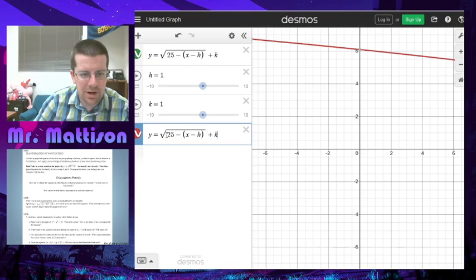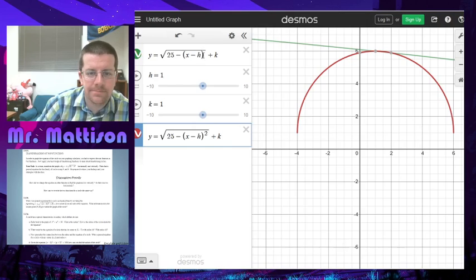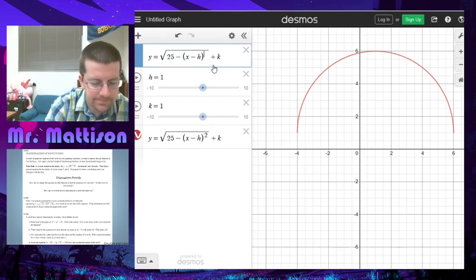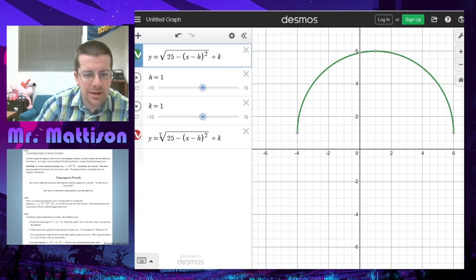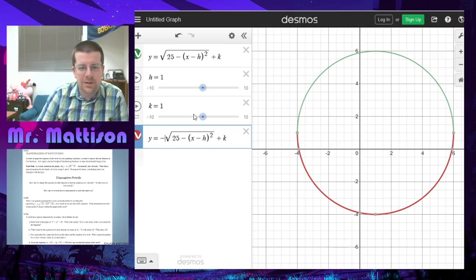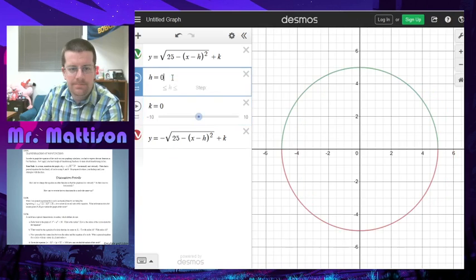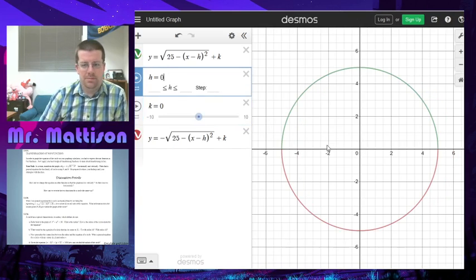I think I forgot my square, didn't I? There we go. That looks better. Okay, and then one of them is negative. Okay, so here's my graph here. So if I make these both 0, right, that's the circle that I had the last time, right?